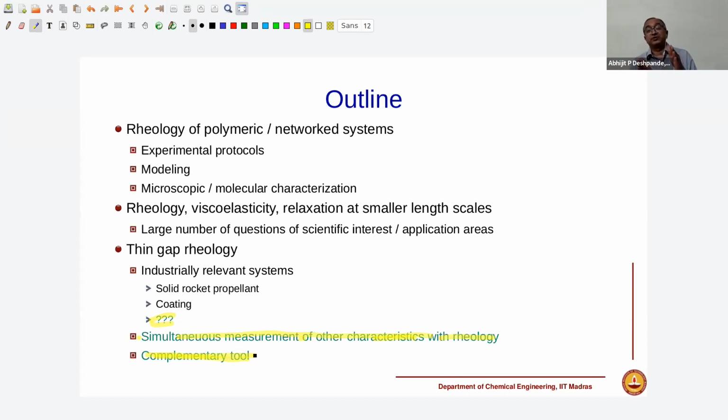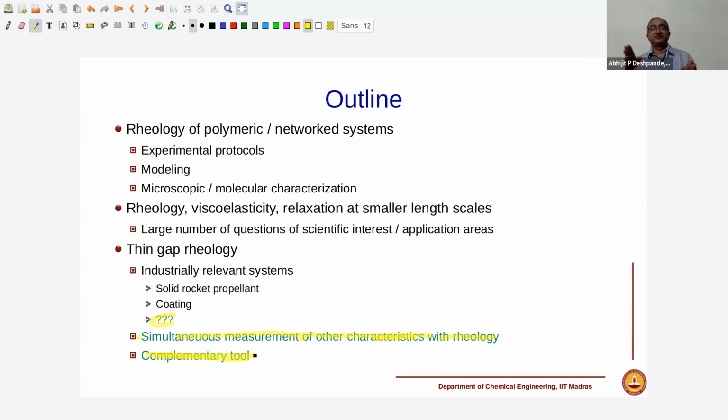When you are doing bulk rheology, these effects at the surfaces are immaterial, because the overall stresses are being governed by a material which is basically continuum. But when you do this at very thin gaps, then these effects play a much more important role. So you have to characterize these interfacial interactions a lot more carefully before you can say what the viscosity is and why.